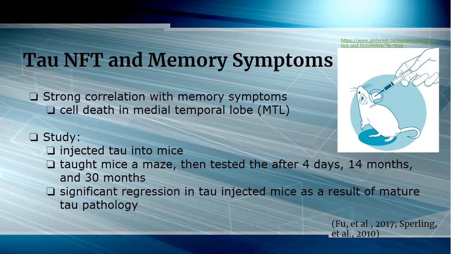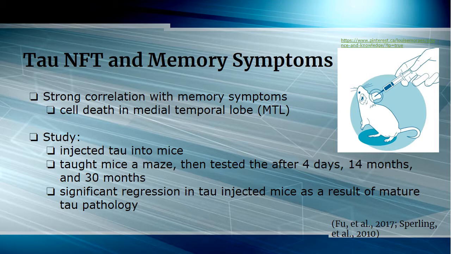This is supported by a study done by Fu et al. in 2017. The researchers looked at the memories of mice that were injected with tau in comparison to a control group to look at the effects of mature tau on learning and memory. Both groups were taught a maze and were made to redo the maze after 4 days, again after 14 months, and one last time after 30 months.